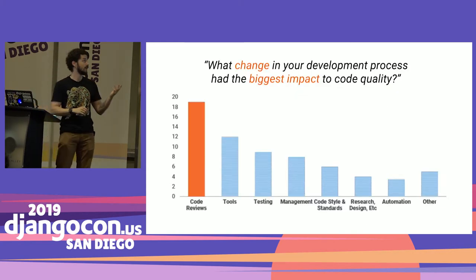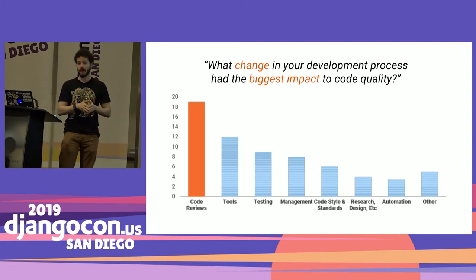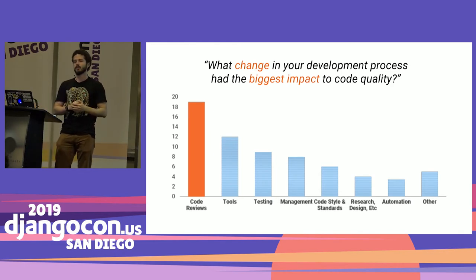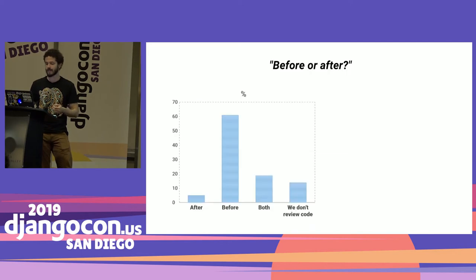They were also asked, what was the change in your development process that had the biggest impact to code quality? And of course, they've mentioned a ton of things like tools, testing, automation, but the thing that stood out the most was code reviews. So even though usually you hear people saying that reviewing code is kind of boring, people still think it's very valuable and brings a lot of improvement to the process.